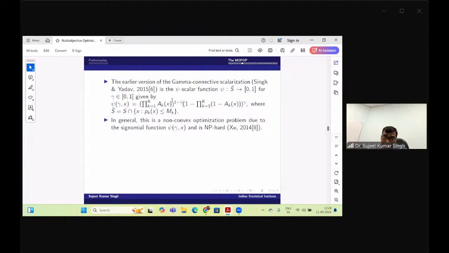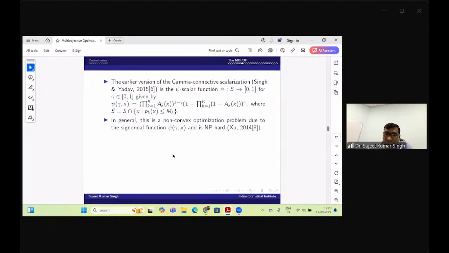Basically these algebraic powers transform the problem into a signomial optimization problem. And again, the signomial optimization problem is an NP-hard problem, as shown by Zhu et al. in 2014. That is, the signomial optimization problem is non-convex and NP-hard. So that means the conversion using this earlier gamma connective version gives an intractable problem later. So that is again unsolvable. Basically intractable, NP-hard and non-convex. So we cannot ensure the existence of optimality, nor is it easy to solve when we have these algebraic powers in the product.